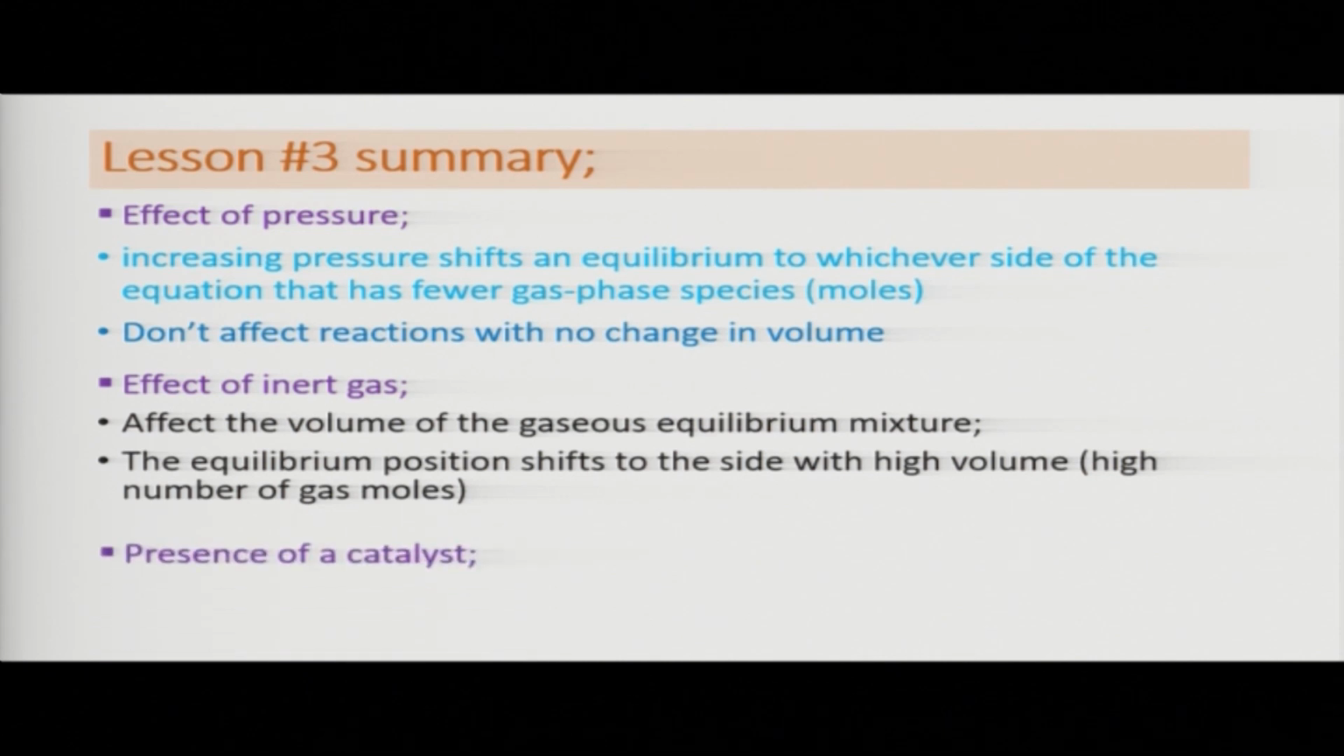Next is the presence of a catalyst. It does not have an effect on the equilibrium position, but simply makes the reaction much faster. The yield is attained at a faster rate than if you do not have the catalyst. But in terms of equilibrium position, no effect.